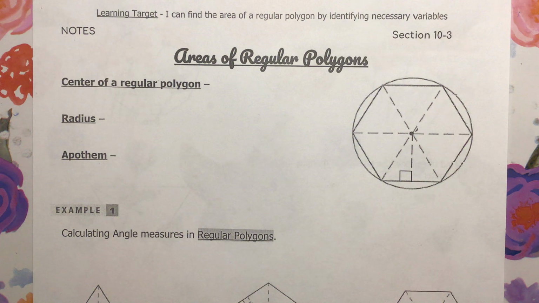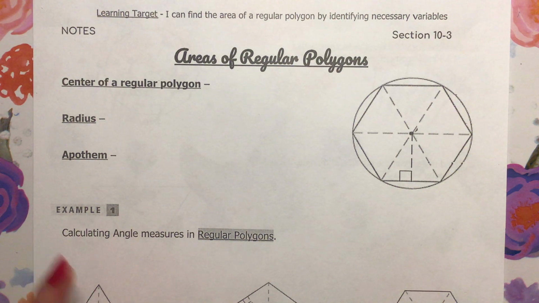We are in section 10-3, and we're going to talk about the area of regular polygons today. This is going to be something quite different to what you've seen before, so we'll take it a little bit slow at first, and then we'll really start diving in. So what I'd like for you to be able to do is to find areas of regular polygons by identifying the necessary variables in order to do that.